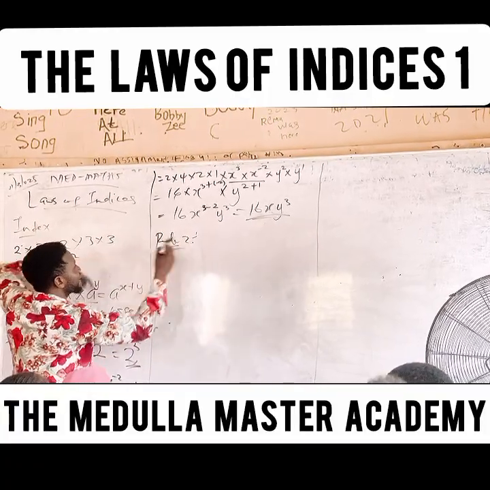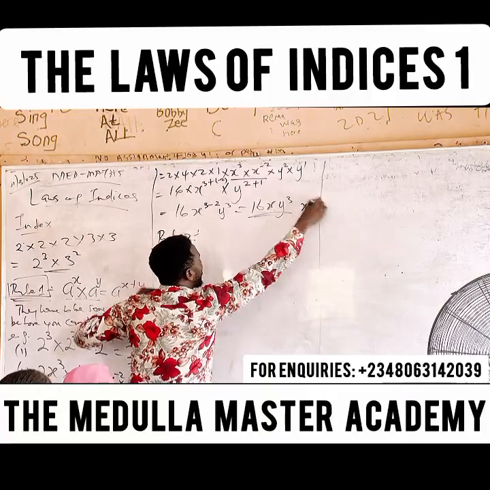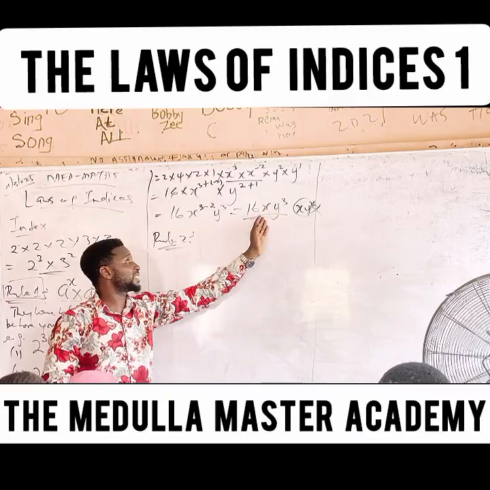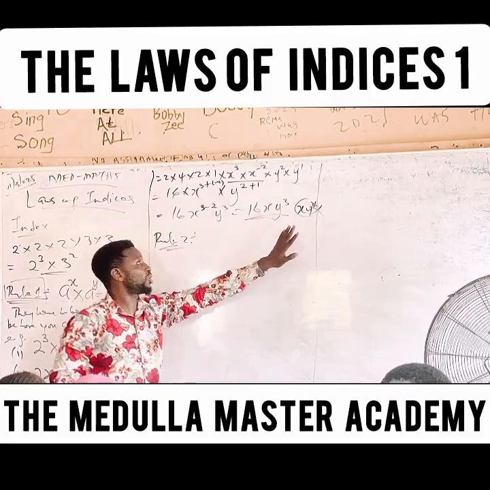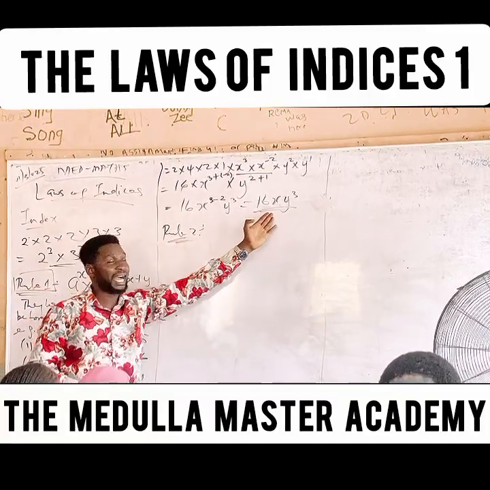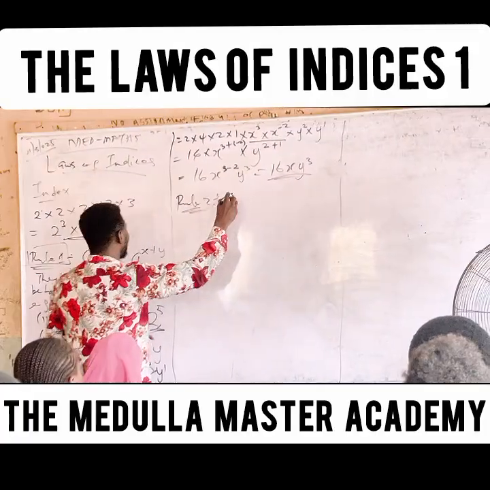So don't go to the exam and say x times y, or maybe you get there and you say xy raised power 4. No. This is how they will be forever. So the only thing we can do is to bring the y's together and bring the x's together, and that's how we got this. Now for rule 2, we call it division.